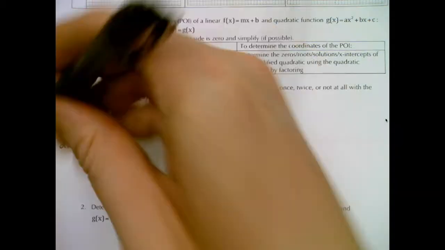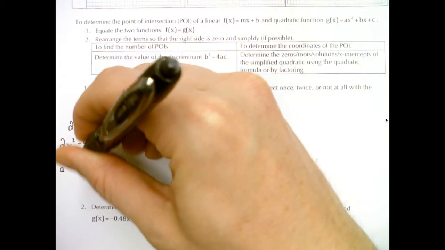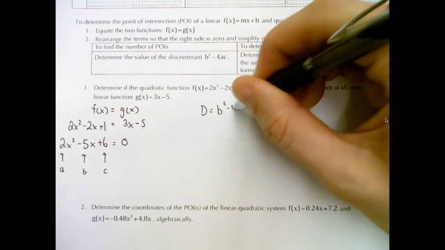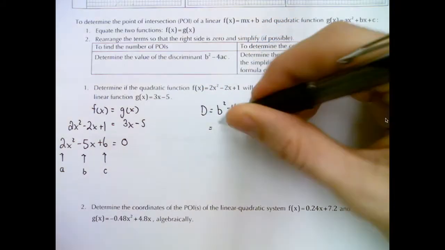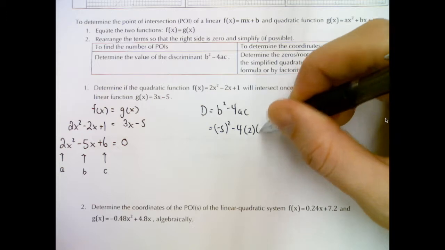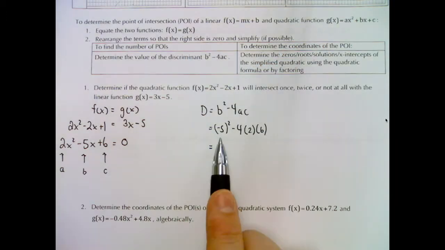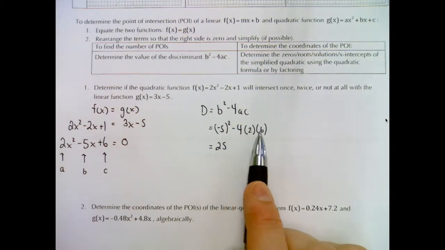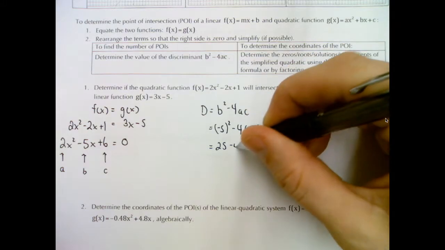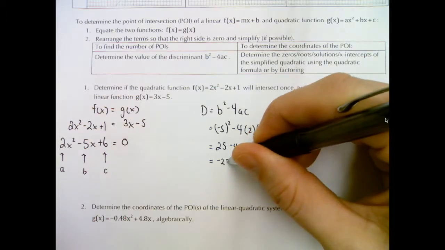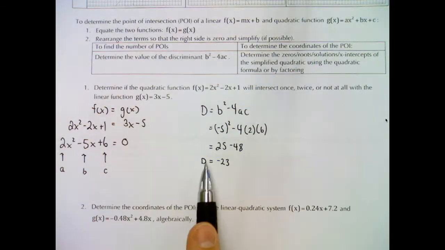So we've got an a, which is 2, a b, which is -5, and a c, which is 6. So we can use the discriminant. The discriminant is b squared minus 4ac. So that's -5 squared minus 4 times 2 times 6. -5 squared is 25. 4 times 2 is 8, times 6 is 48, and it's negative 48. And 25 subtract 48 is -23. So our discriminant is negative.